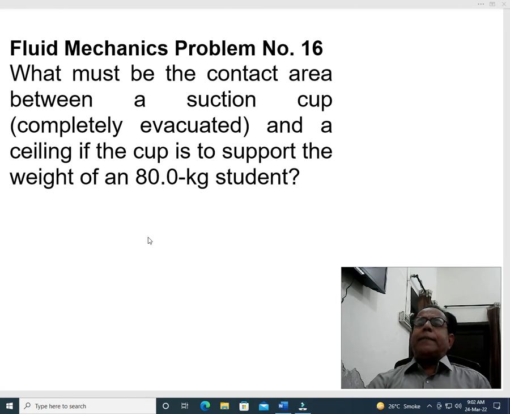What must be the contact area between a suction cup completely evacuated and a ceiling if the cup is to support the weight of an 80 kilogram student? Okay, what we have to determine? We have to determine area A.